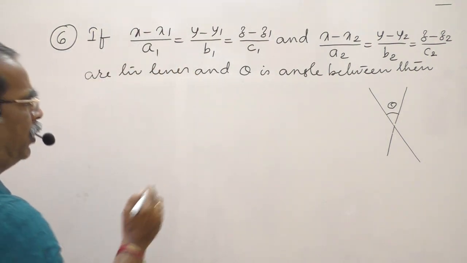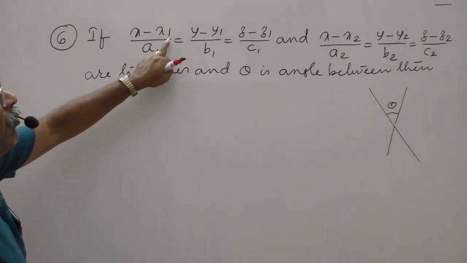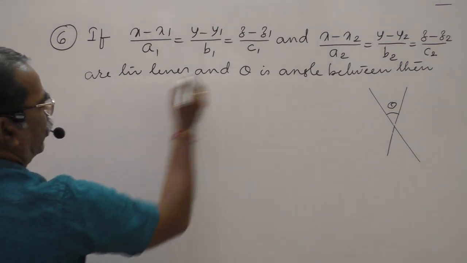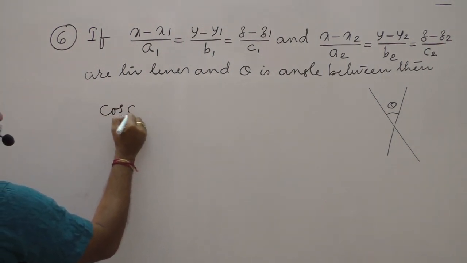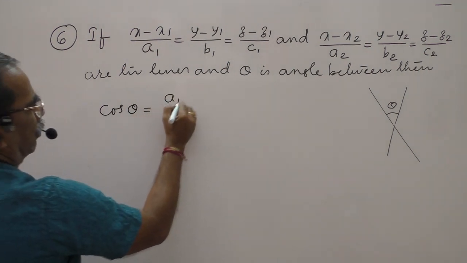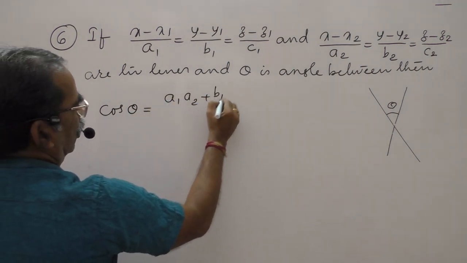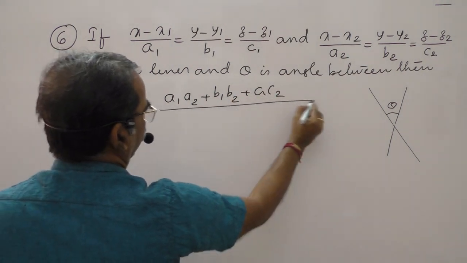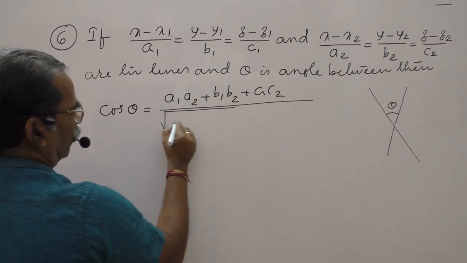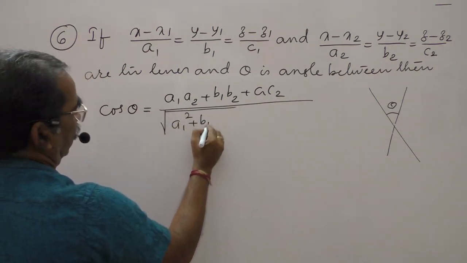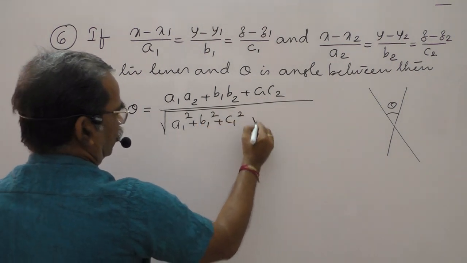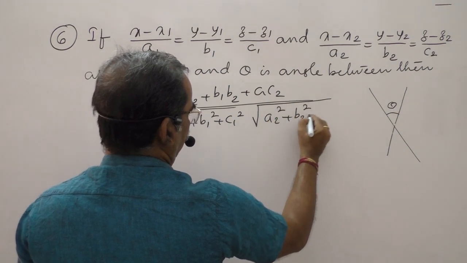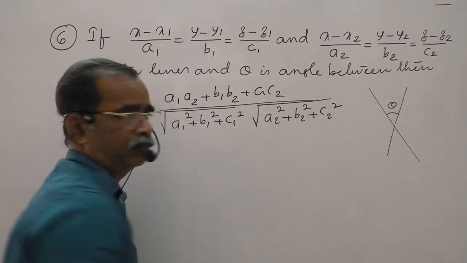So once again I am reminding you that for the first line these are the DRs, and for the second line those are the DRs. The angle between them is theta. Therefore, what is the formula here? Cos theta equal to (a1 a2 plus b1 b2 plus c1 c2) divided by root over (a1 square plus b1 square plus c1 square) into root over (a2 square plus b2 square plus c2 square).